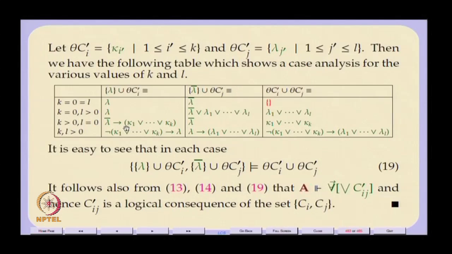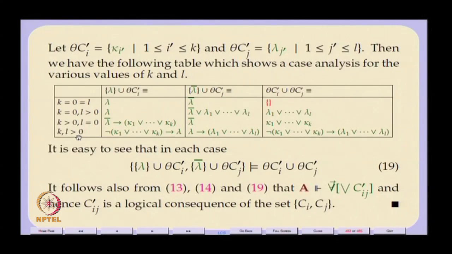In the case when k is non-zero and L is 0, I still have lambda or kappa 1 or dot dot dot or kappa k, but that or is equivalent to lambda bar arrow this. And here I have lambda bar. So, by modus ponens I actually have kappa 1 or dot dot dot kappa k.